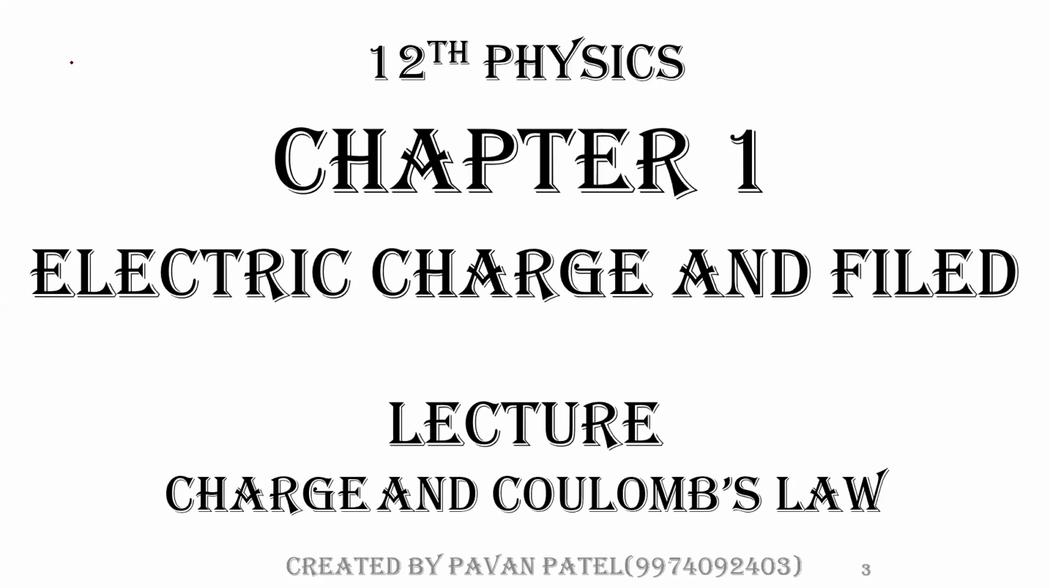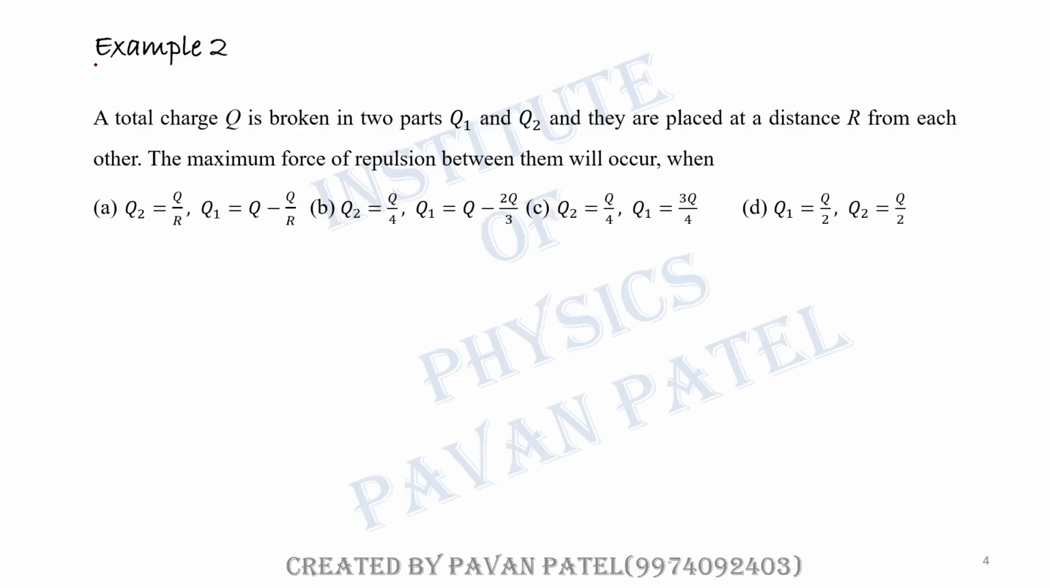So today's example is example 2. A total charge Q is broken into two parts Q1 and Q2. Total charge is given as Q, broken into two parts Q1 and Q2, and they are placed at a distance r from each other. Remember the word very carefully: maximum force. It's not just force, it's the maximum force of repulsion between them, which will occur when.